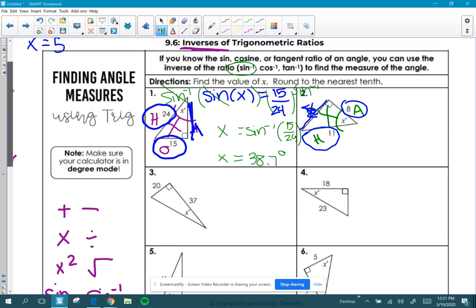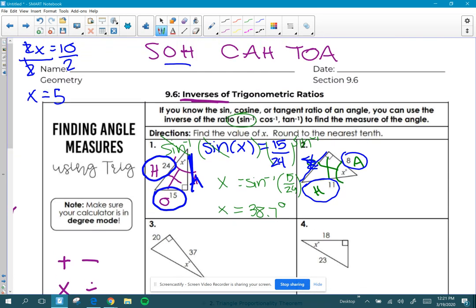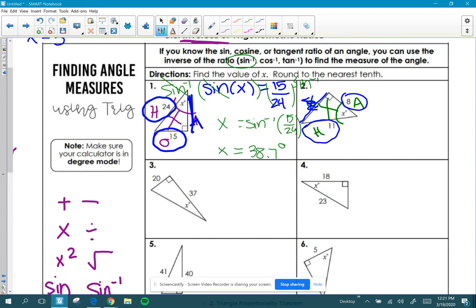Now I have A and H. This is OH. Here we have AH, and then this is OA. So that's C, so that means I'm using cosine. Now it's always cosine of the angle. Here my angle is X. And then that equals the adjacent side, which is 8, over the hypotenuse, which is 11.